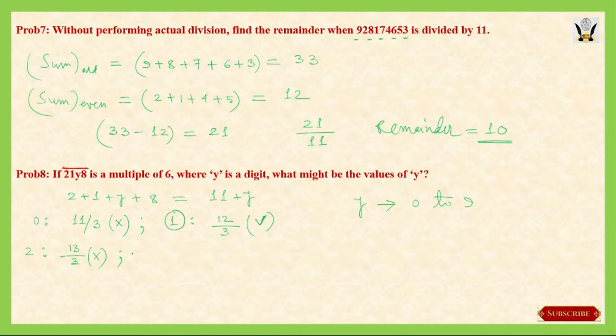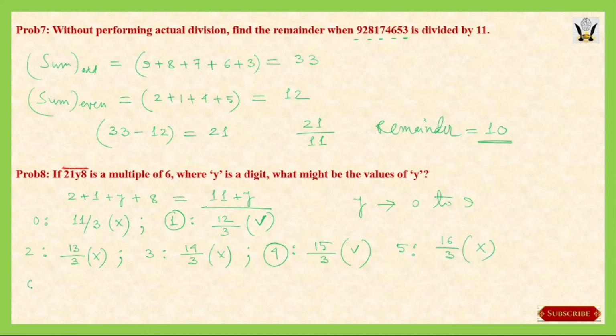Then the next value of y is 3. 11 plus 3 is 14. So 14 is again not divisible by 3. Then the next value is 4, and 11 plus 4 is 15. 15 divided by 3, it is divisible by 3. Then the next value of y is 5, and 5 plus 11 will be 16. 16 is not divisible by 3.